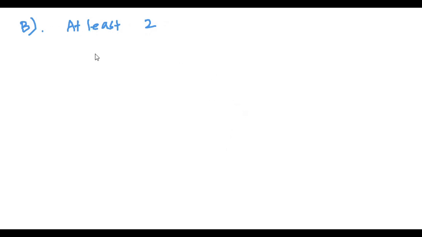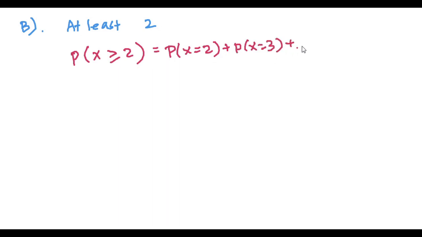So that means P of x greater than or equal to 2. Find the probability that at least 2 patients will have this side effect. So P of x greater than or equal to 2 means we need to find P of x equal to 2 plus P of x equal to 3 plus so on up to P of x equal to 12.